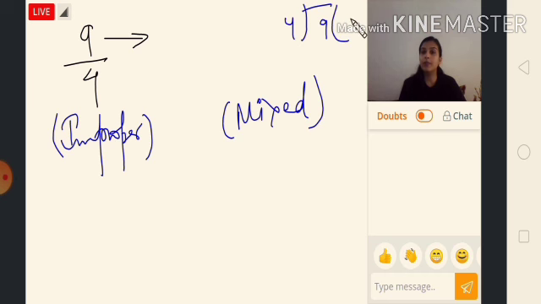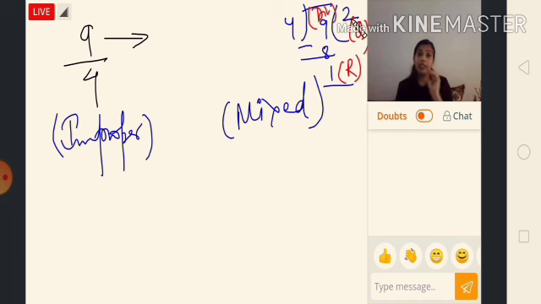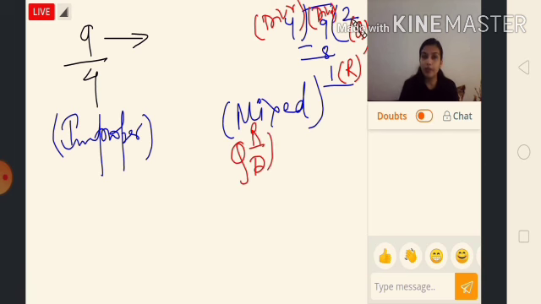So we have got the quotient as 2, remainder as 1. This is our dividend, right? And this is our divisor. So we always represent the mixed fraction in the form of quotient remainder by divisor. That is QR by D format. It will be 2 1 by 4. Right? So 2 1 by 4 means it is 2 plus 1 by 4. That is, 2 is the whole part, 1 by 4 is the fractional part.